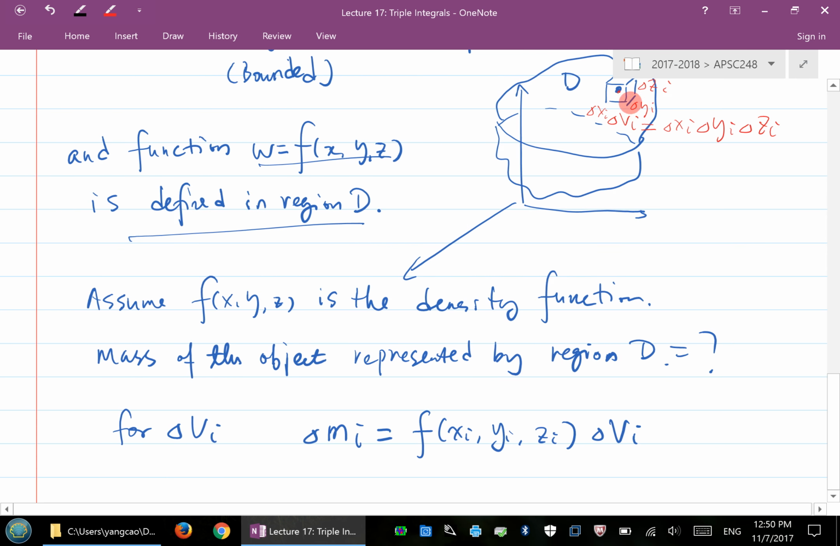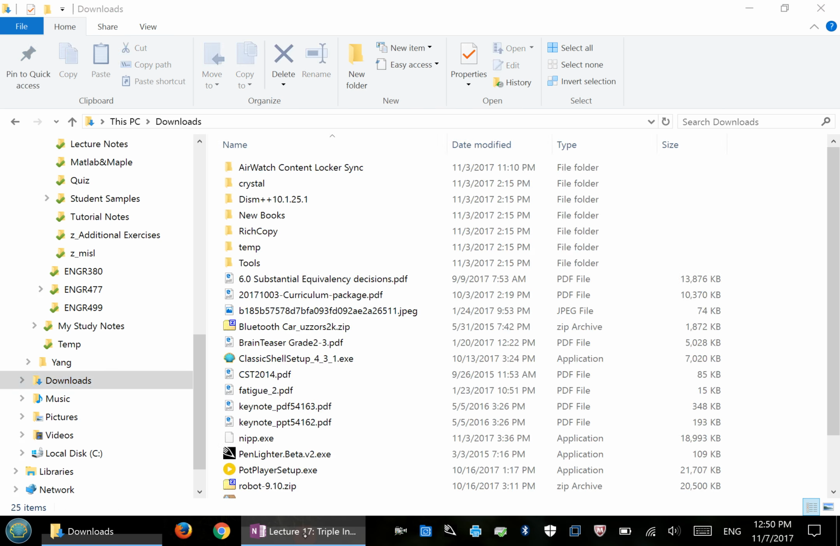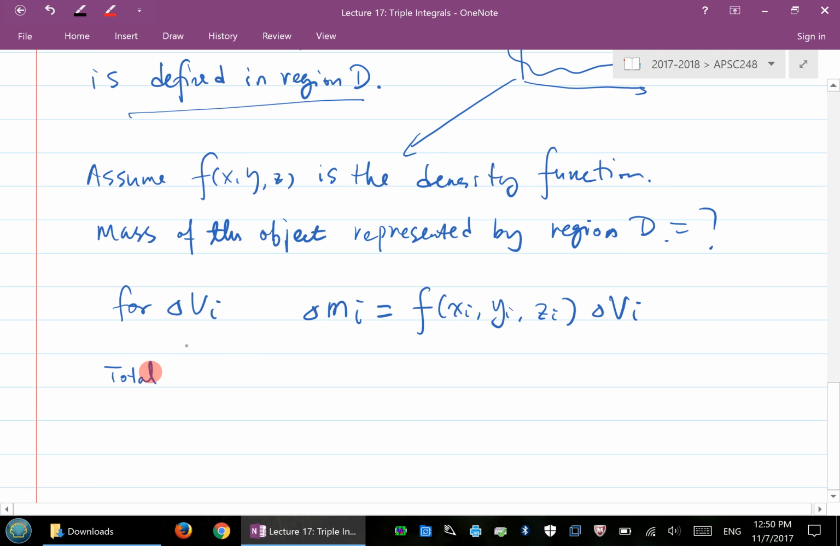And it really depends on how you section this region D. You can section it to as many as possible, but maybe what we have here, there are only n number of cubes within this region D. So your total mass will be just adding all of the small masses together. Add n number of the cubes together, and then you get the total mass, right? But this is just an approximation.